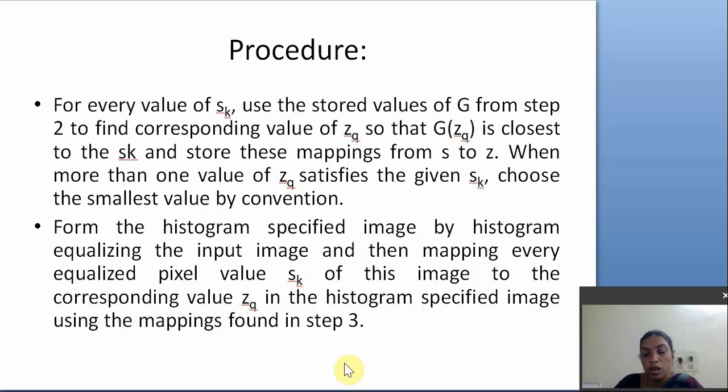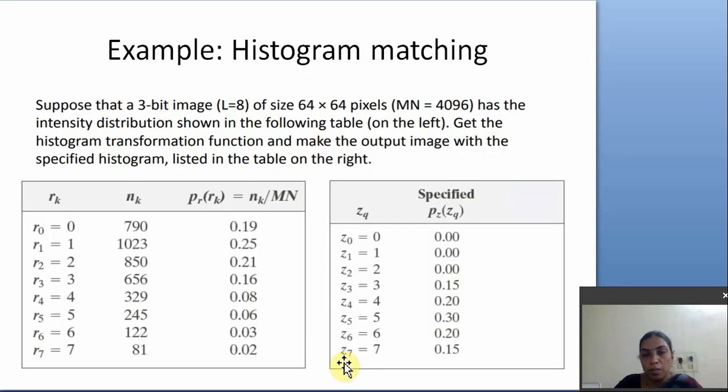Now coming to the example. Take the same example discussed in the histogram equalization. Take the 3-bit image, L is 8, size is 64 by 64, so MN is 4096, that means the total number of pixels in the image. N is equal to MN, that is 4096. Now this is the table, where we tabulated the readings from the image.